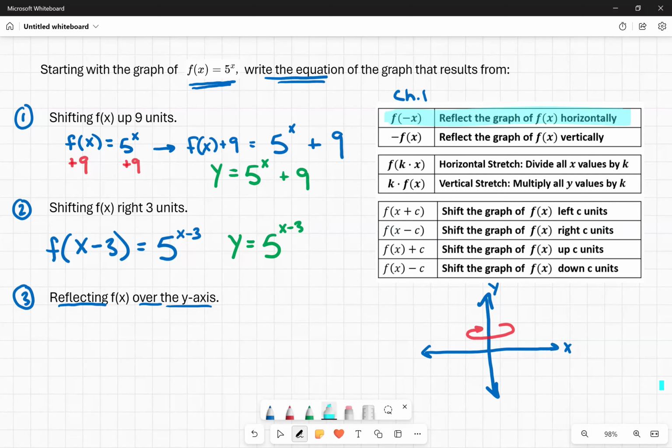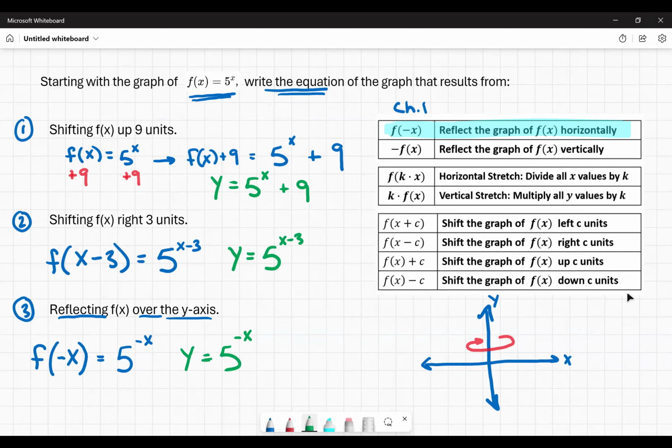Okay, we're going to reflect the graph of f of x horizontally, or over the y-axis. And that happens as a result of evaluating our function f of x at negative x. So f of negative x. So we replace x with negative x. So instead of 5 to the x, we get 5 to the power negative x. And finally, to write this as an equation, let's say y is equal to 5 to the power of negative x. All right? And that should do it for this one.